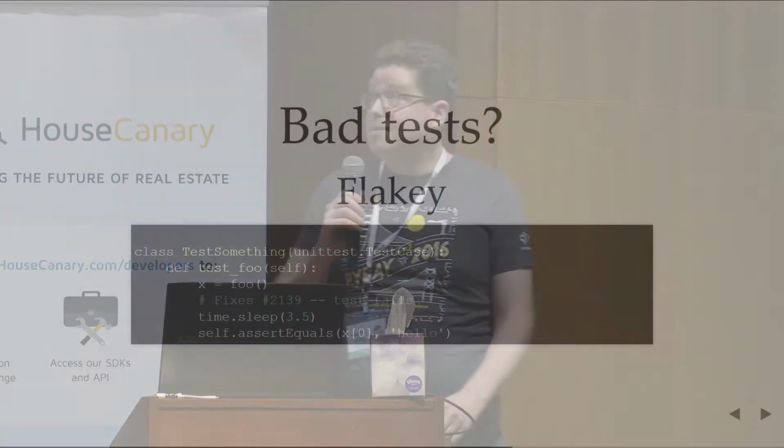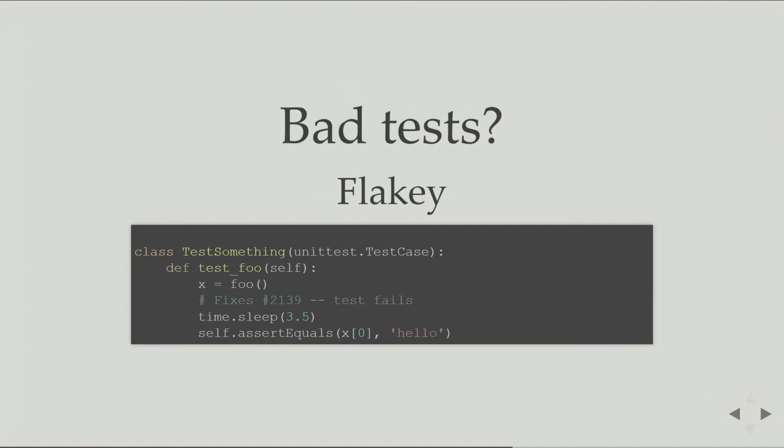Another way that tests can commonly be bad is if they're flaky, if they sometimes work and sometimes don't. One sign of this is if you find random sleeps sprinkled through your tests, that's probably a sign that there's some kind of a race condition in the code that you haven't quite figured out. There's a missing join or lock somewhere.